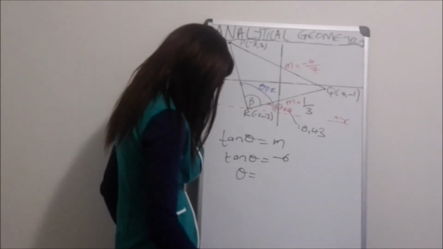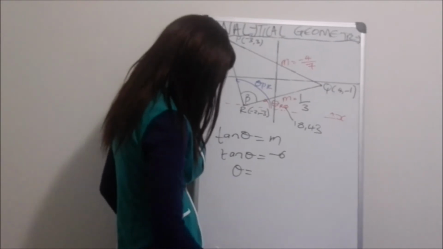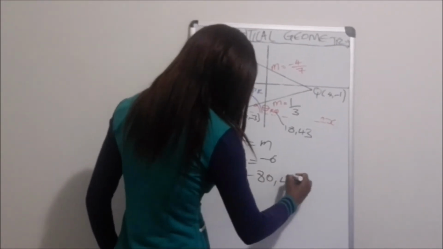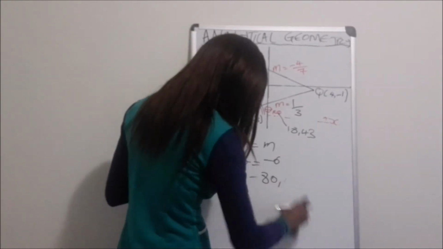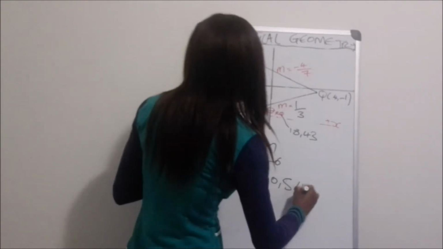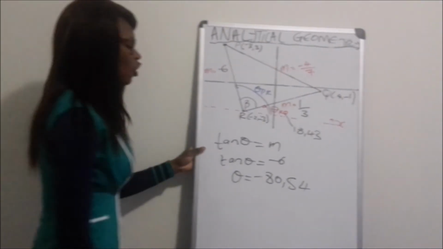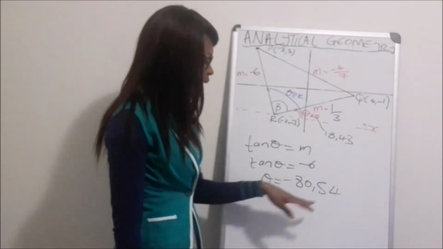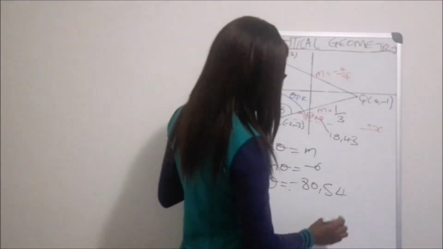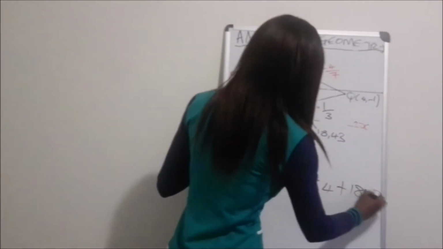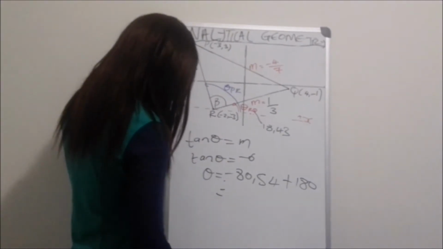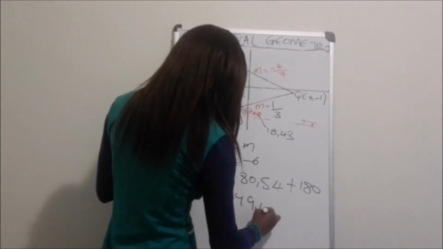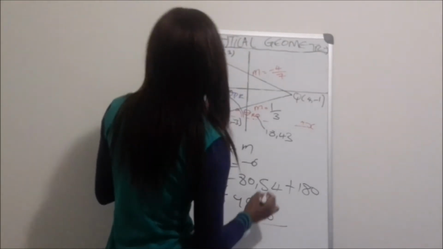Alright guys, it's shift tan -6, and I got -80,54, sorry guys. After finding -80,54, because I have a negative gradient, what I have to do is add 180 to my final answer, which is -80,54. So plus 180, that will give me 99,46. So this is the true angle of inclination.